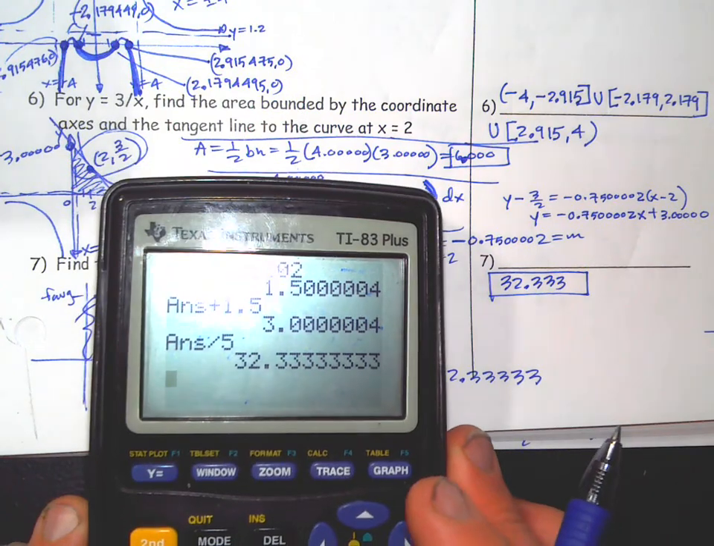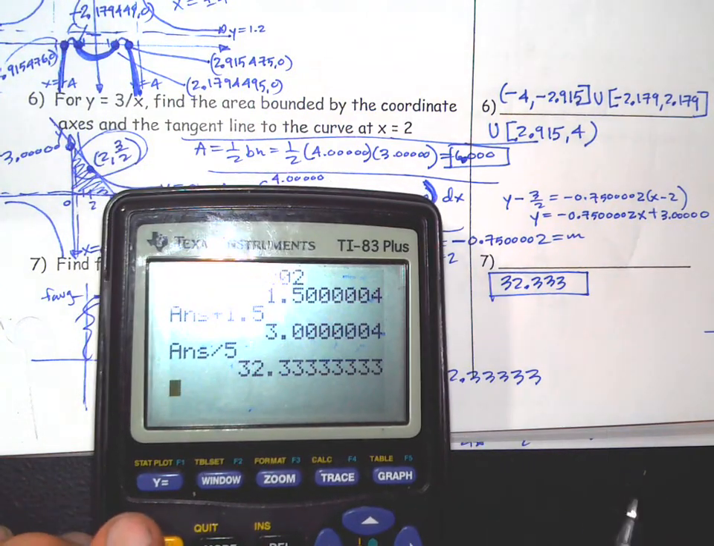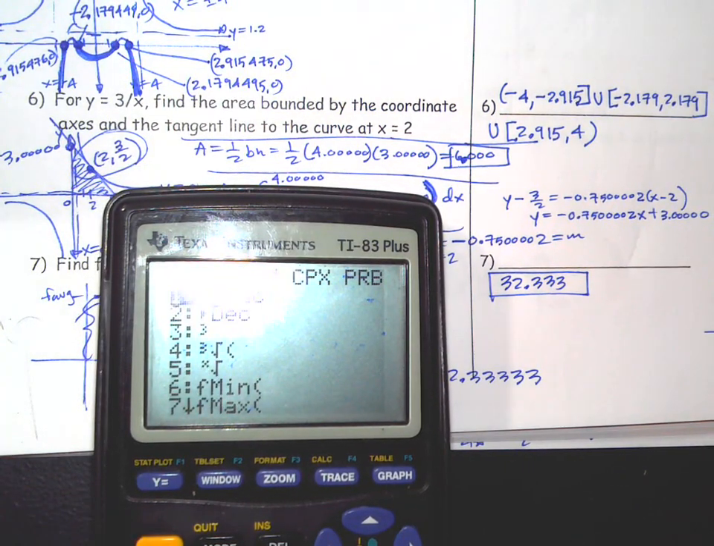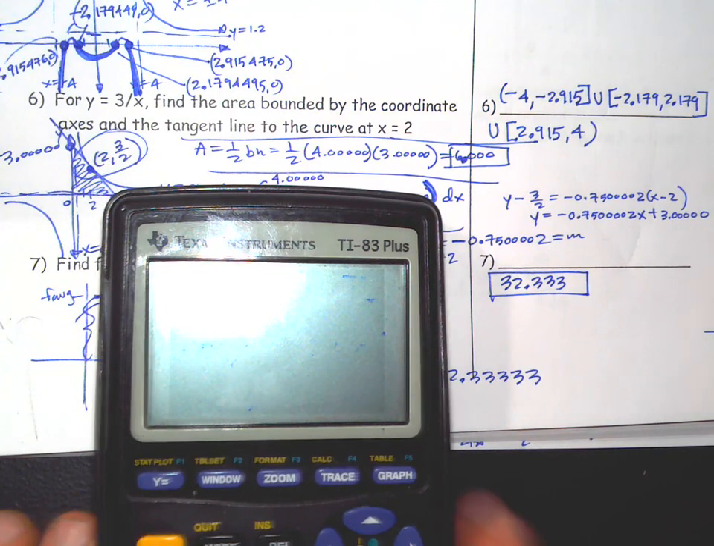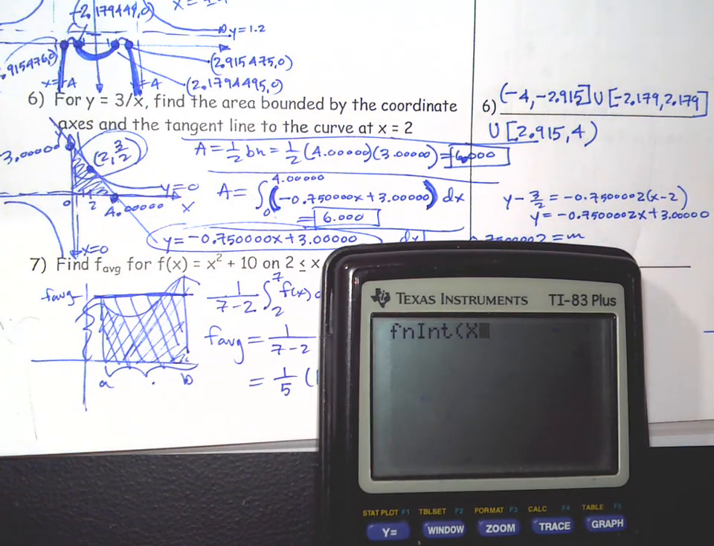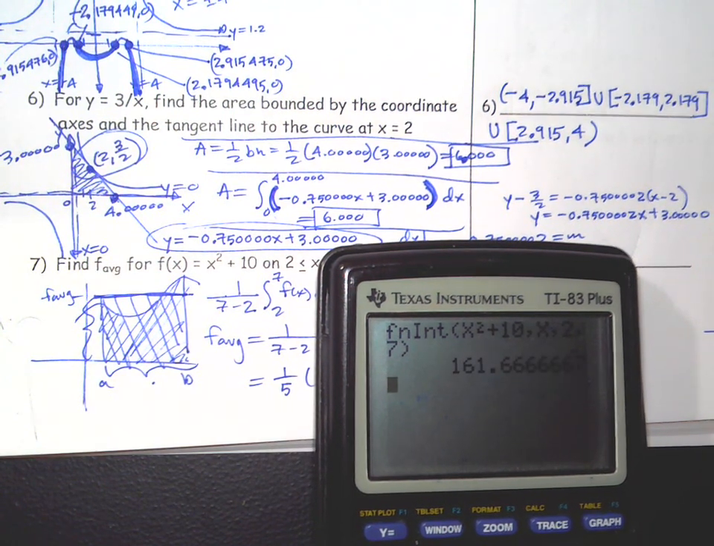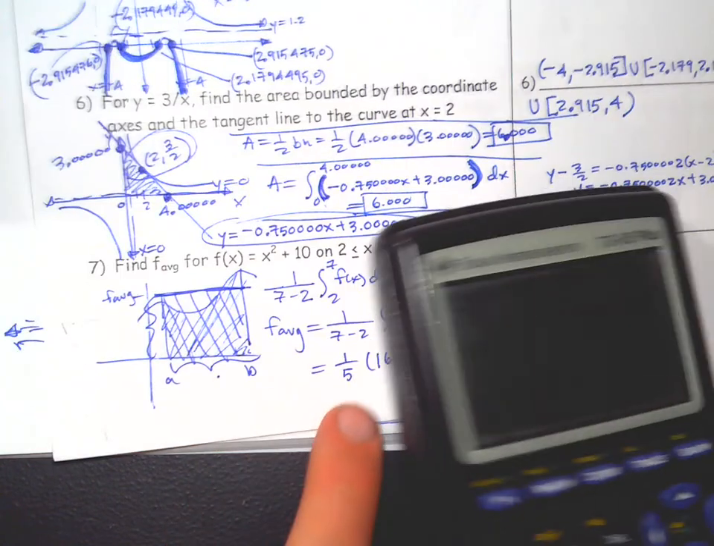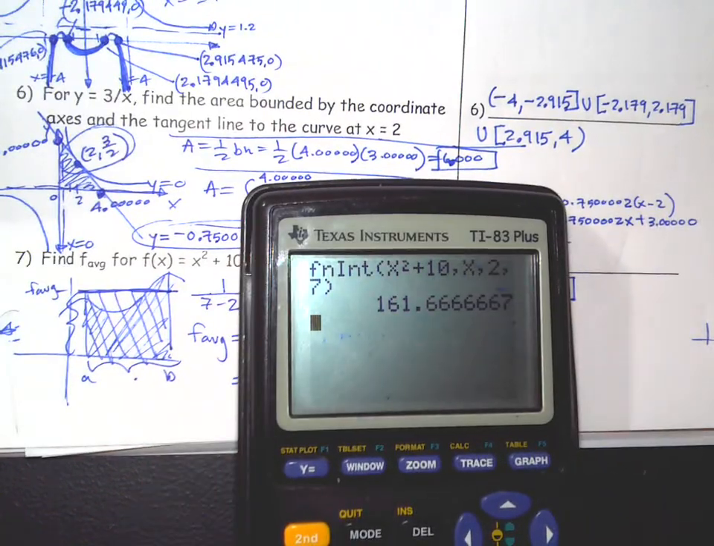Okay. The other way to do it is from the home screen. You could do math 9. Go select it, math 9, or you could type it in here. You could say x squared plus 10 comma x comma 2 comma 7. So this is how you could integrate too, which is a little faster because you don't have to graph, but we just got the same number, 161. Don't forget the divided by 5.